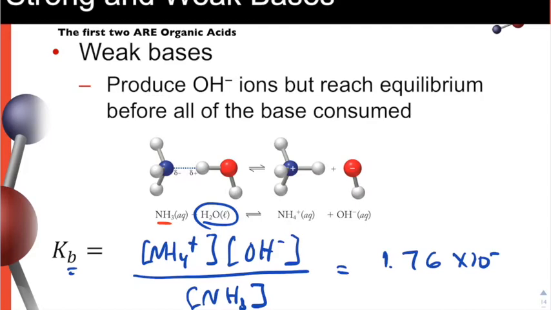We call this a Kb instead of a Kc. And that is an equilibrium constant. Like any equilibrium constant, it is the ratio of products to reactants. You might have guessed that it's going to be much less than 1 because it is a weak base.